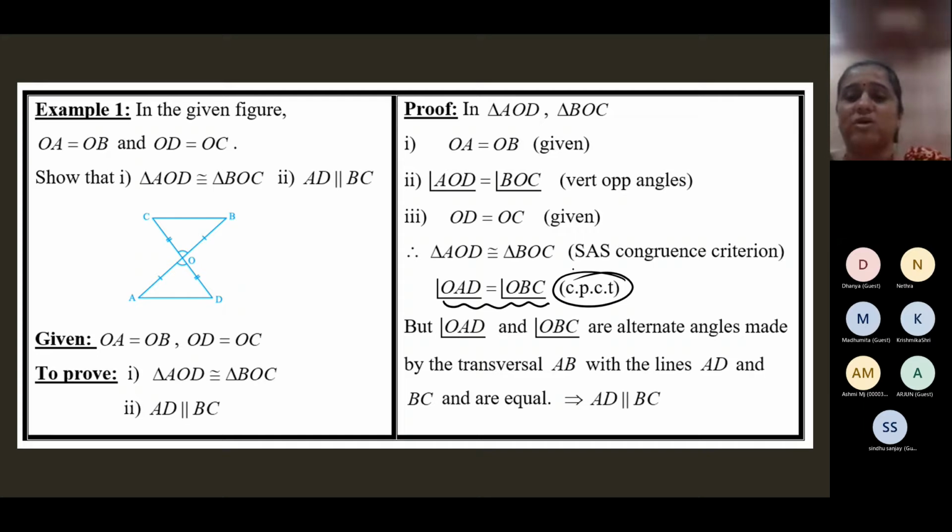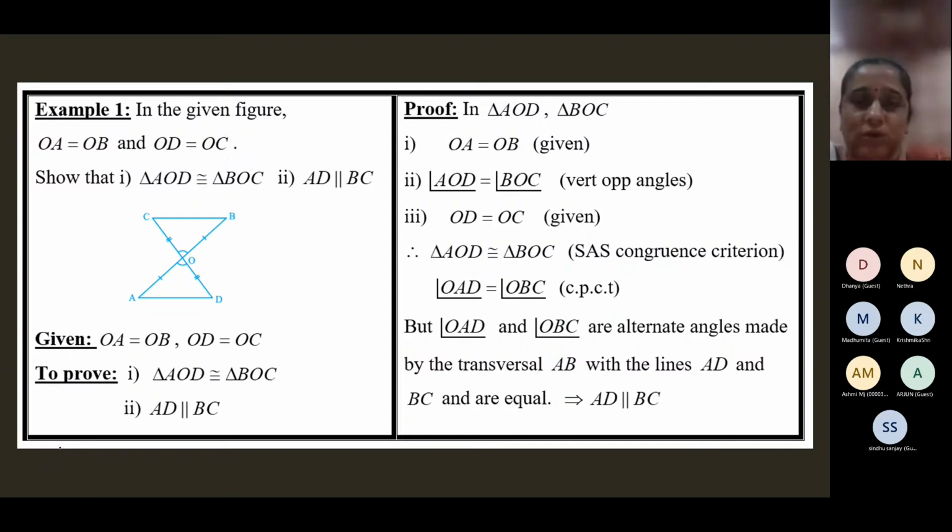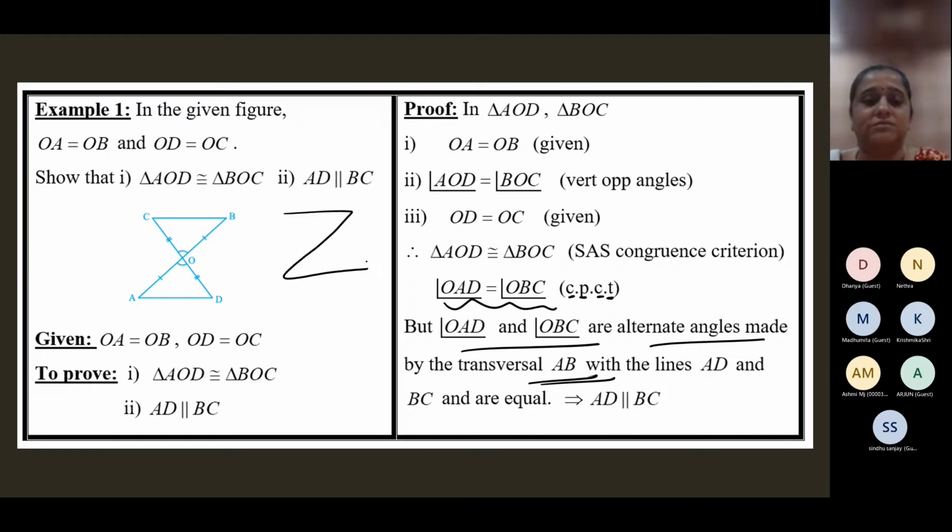They are equal because they are the corresponding angles of congruent triangles. So they are equal. But they are also alternate angles made by the transversal AB with the lines AD and BC, and the alternate angles are equal. So AD is parallel to BC.